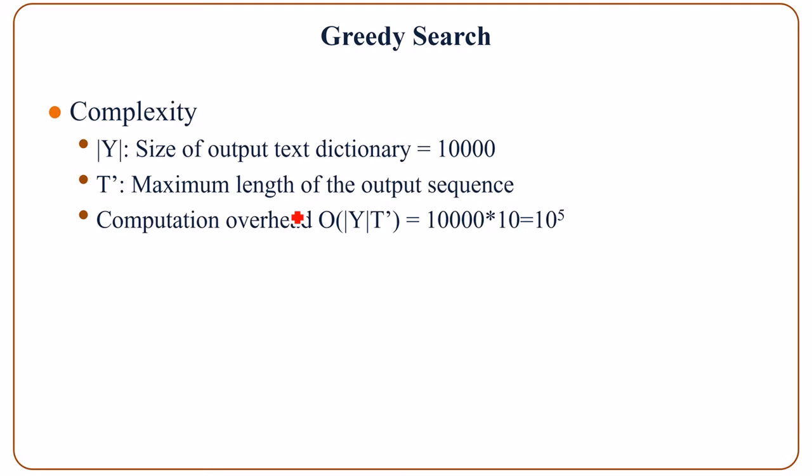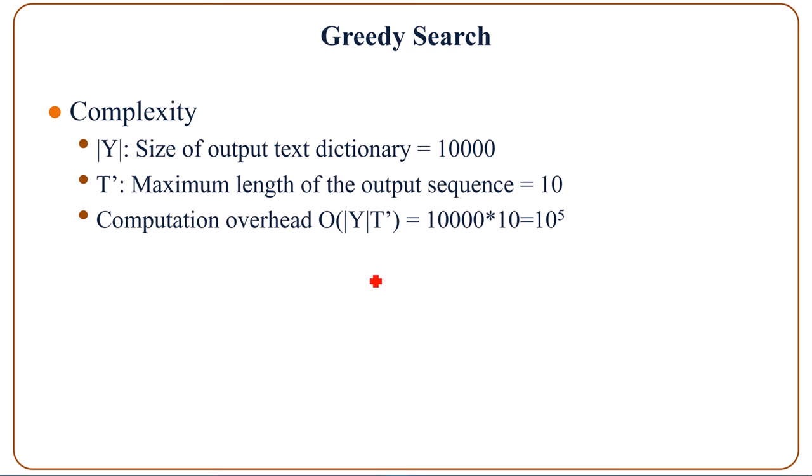Now let's have a look at the complexity. Let's say the size of the output dictionary is 10,000 words, and then the maximum length of the output sequence equals 10. Then the computation overhead is order of the size of the output dictionary times the maximum length of the output sequence.